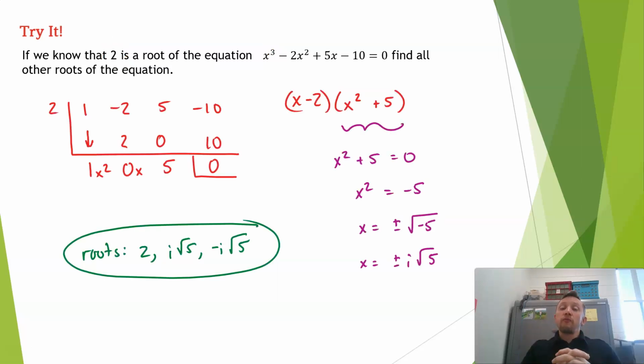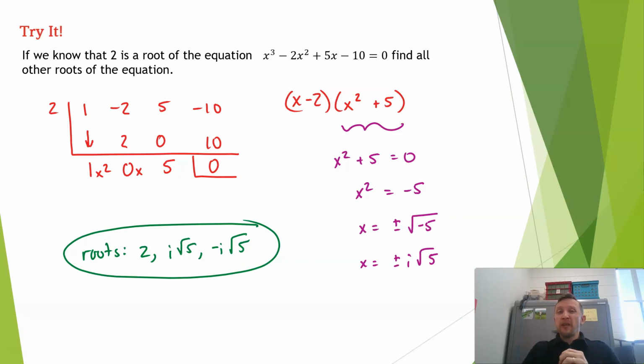Since 2 is a root, we can use synthetic division to factor that other piece down. When you use this synthetic division, you would have gotten x squared plus 0x plus 5, or x squared plus 5. You could have used the quadratic formula if you left it as x squared plus 0x plus 5. That's totally fine. You could use the quadratic formula to get your other 2 solutions to be i square root of 5 and negative i square root of 5.